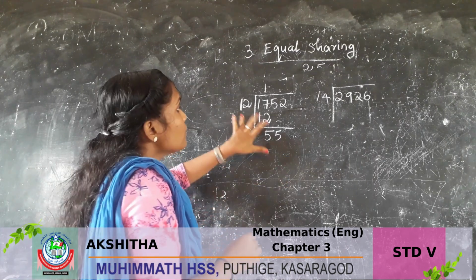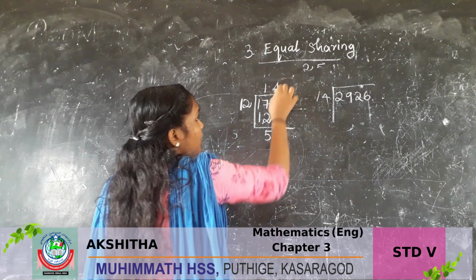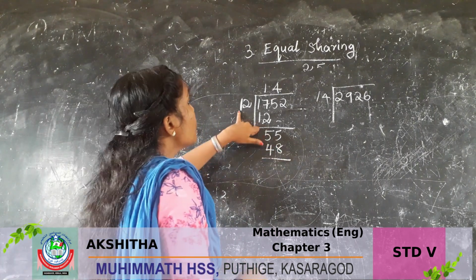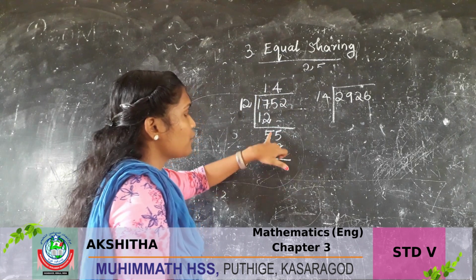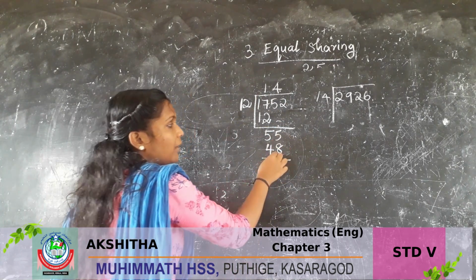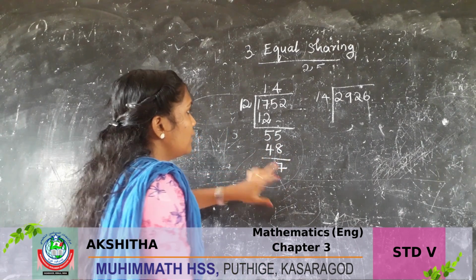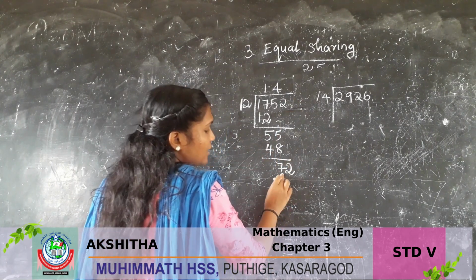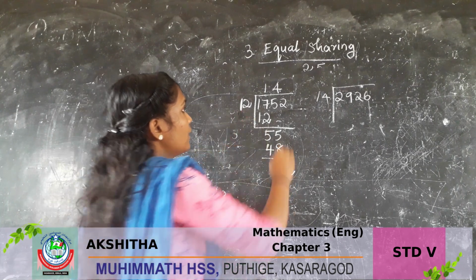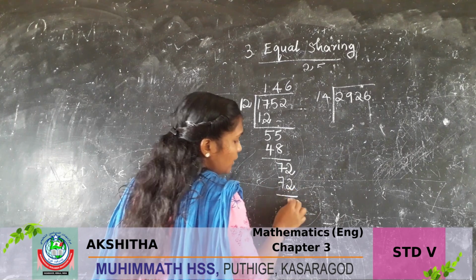12 how many times 55? It's not possible. So we should write 12 4 times 48. Okay. 55 is not possible. So we should write 12 4 times 48, the small number than 55. 55 minus 48 is 7. Next we should write this 2. 72. 12 how many times 72? 12 6 times 72. 72 minus 72 is 0.